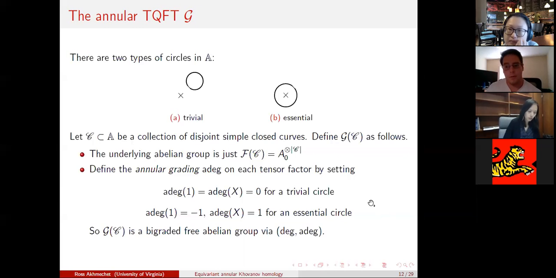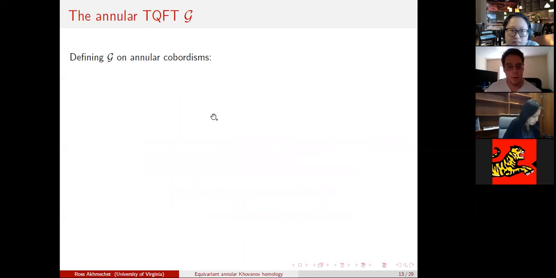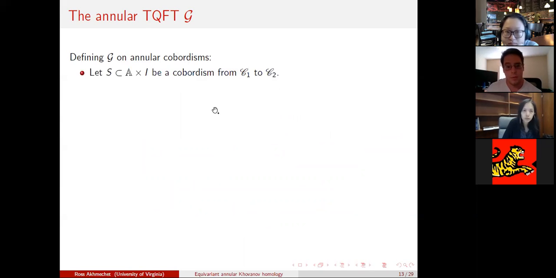Okay, so I defined G on circles in the annulus. Now I have to say what it does on cobordisms. So take a cobordism. Let S in the thickened annulus be a cobordism from some collection of circles C1 to some collection of circles C2.